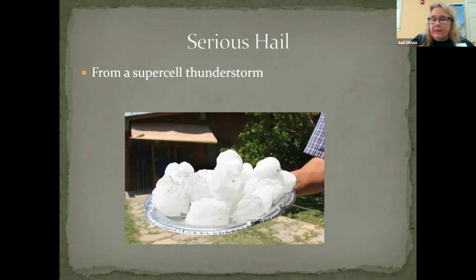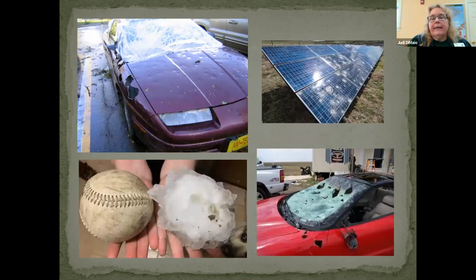Now, this is some serious hail from a supercell, and it can cause a lot of damage. That's not a hard ball, by the way, that she's holding. That's a softball. And that's typical hail sizes. So hail can be pretty big and pretty destructive. So I decided that the Great Plains was probably not someplace I wanted to live.